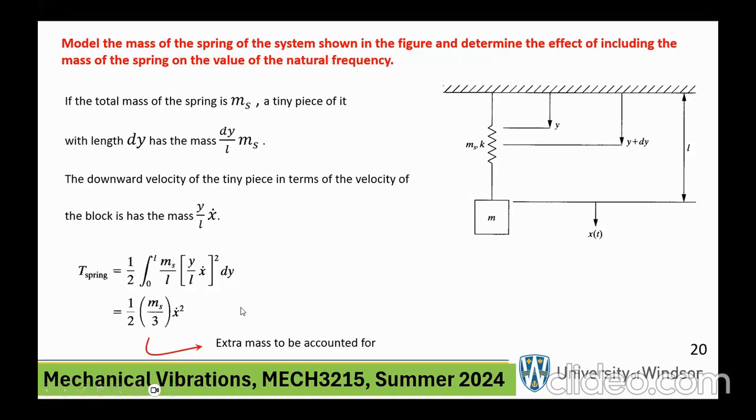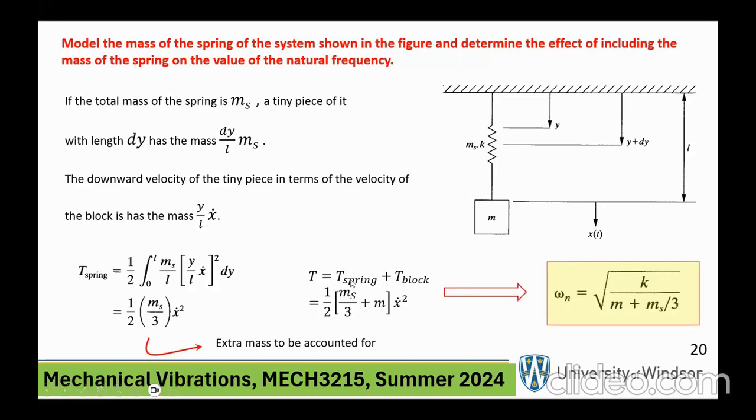Later on, this is the extra mass that has to be accounted for. We're going to add this to the kinetic energy of the block. There we are. They both have x dot squared, so I factored it out. And the natural frequency, with the effective mass, you can see that the effective mass is the mass of the block plus a third of the mass of the spring. So this is how the natural frequency of the single degree of freedom system has to be modified if we are to account for the mass of the spring.